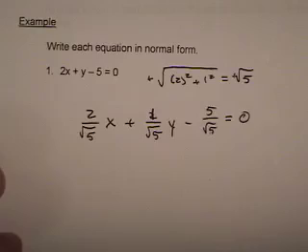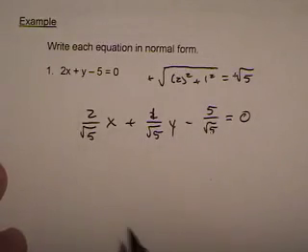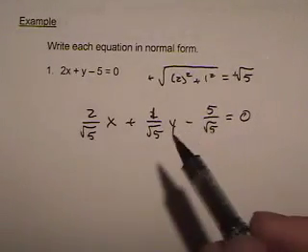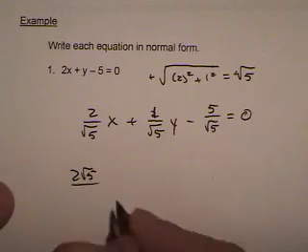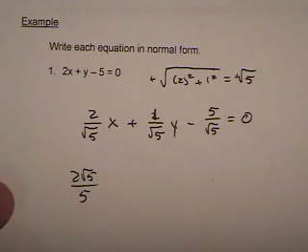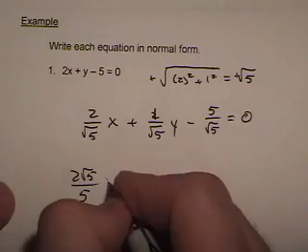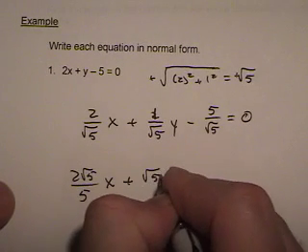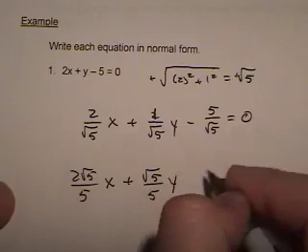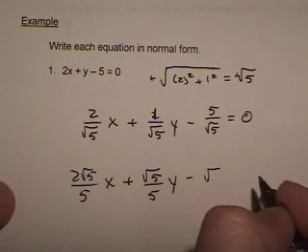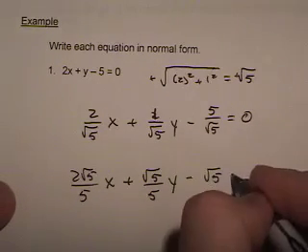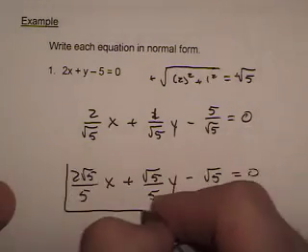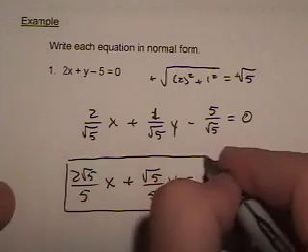And now if we do our radicals, rationalize your denominators. Multiply by rad 5 over rad 5, multiply by rad 5 over rad 5, and multiply by rad 5 over rad 5. The 5s will divide out, so I'm just left with rad 5. And now this is the normal form.